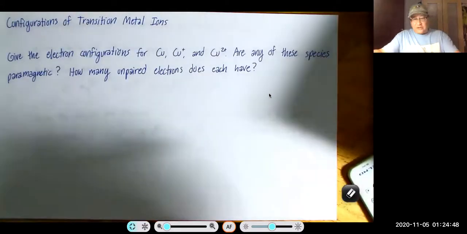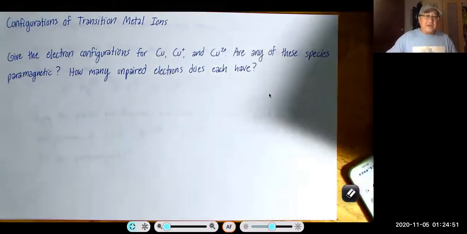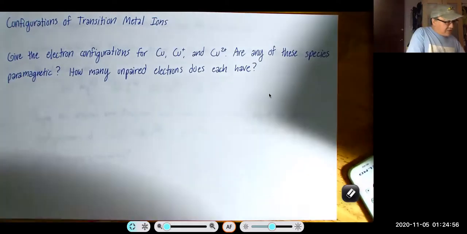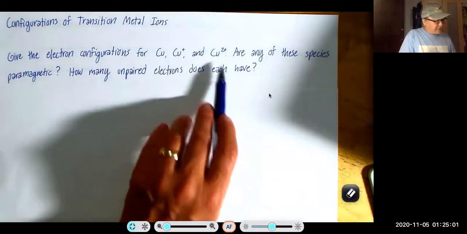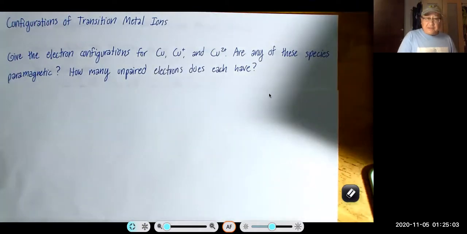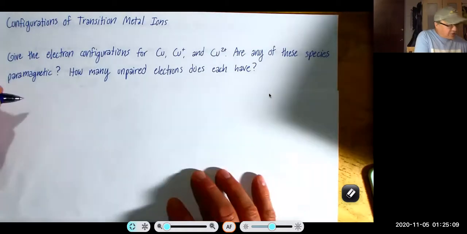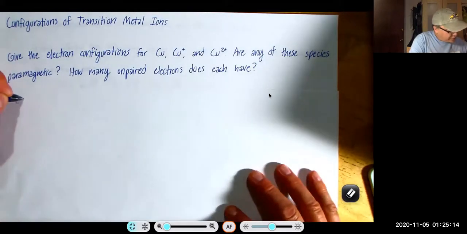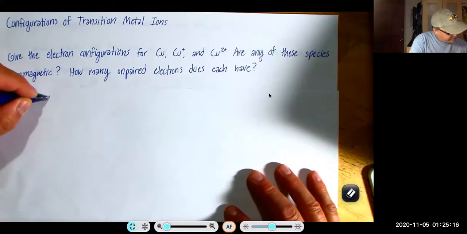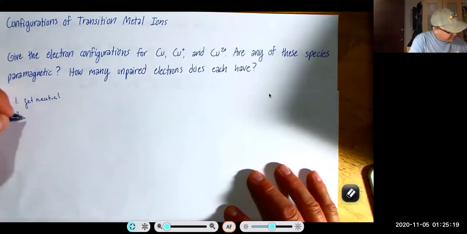Okay, so let's take a look at the configurations of some transition metal ions. Give the electron configuration for copper, copper +1, and copper +2. Are any of these species paramagnetic? And how many unpaired electrons does each have? So these are all cations. So remember the steps for cations are 1, get the neutral, 2, rearrange, and 3, take away.